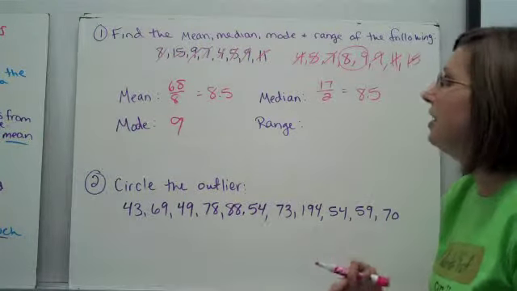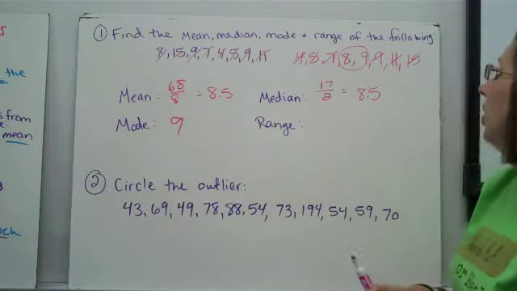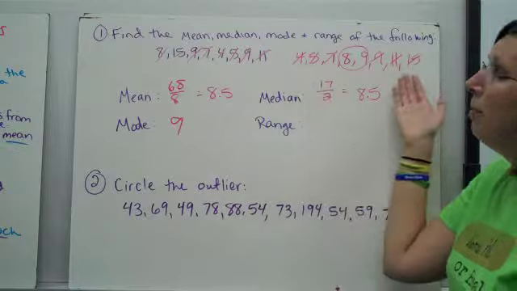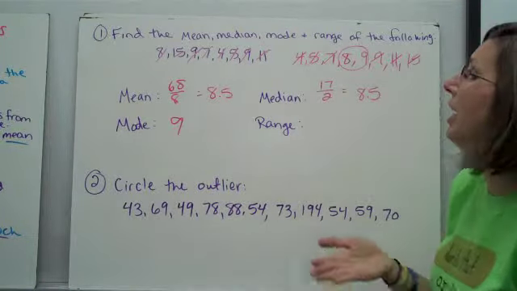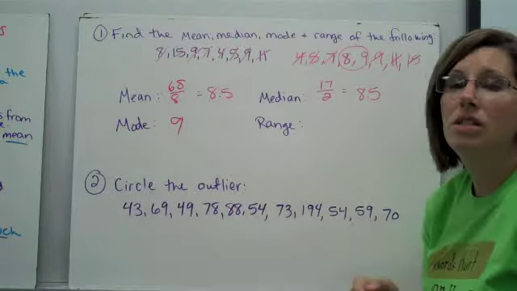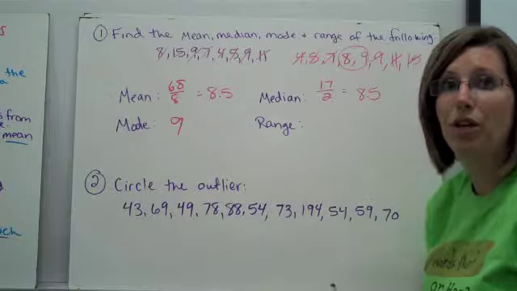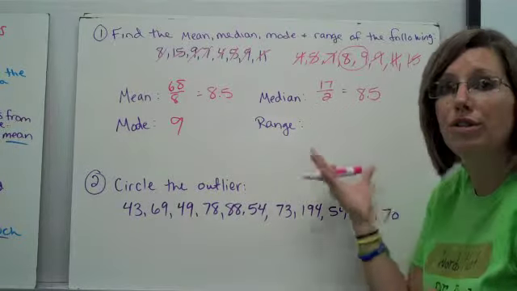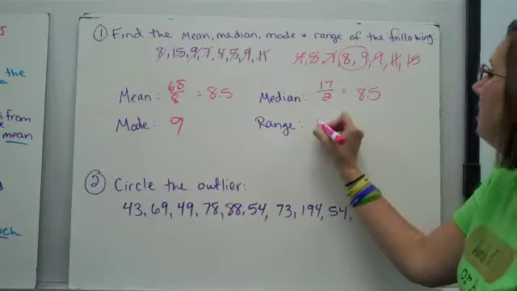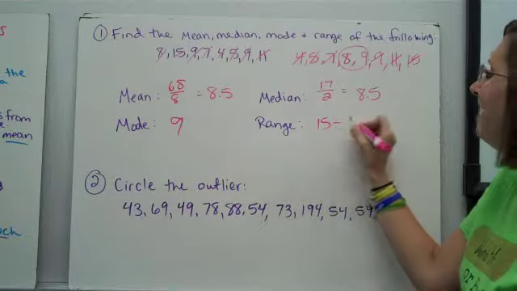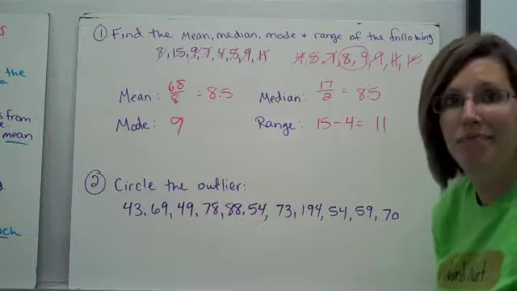The range is the difference between the highest and the lowest value. It helps to put the numbers in order to see the highest and the lowest value, but you can also just look at the original set of data. You don't necessarily have to put your data in order to find the range. It helps, but it isn't necessary. My highest is 15, my lowest is 4. So when I subtract, I get 11.